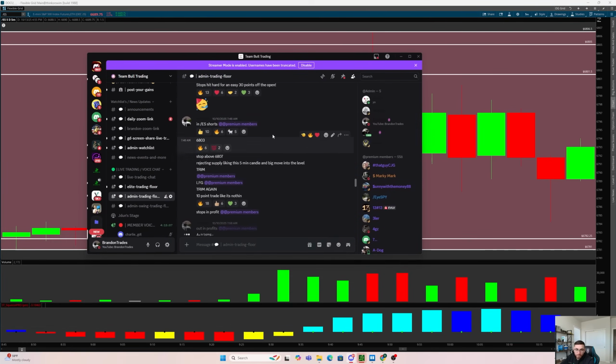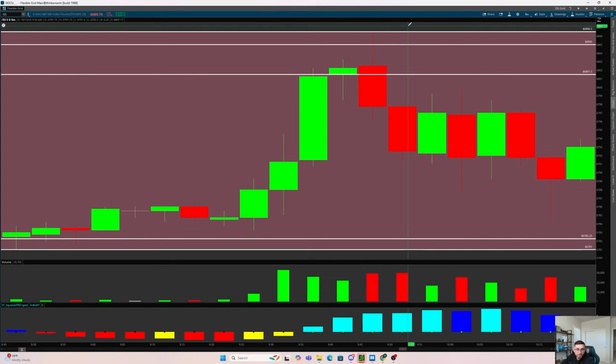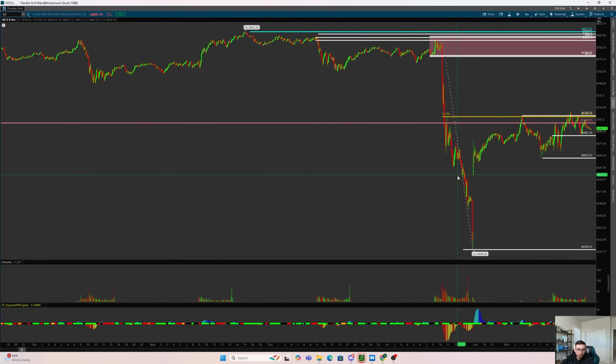And if you don't believe me, I literally called this out live inside the Discord. NES shorts at 68.03, stop right above 68.07. I was able to capture a 12-point move to the downside. Obviously, I did not know that Trump was going to come out and talk about tariffs and literally tank the market, I think like 170 points. But still, this is proving to you guys that this strategy actually works and I actually use it and I actually make money trading it.